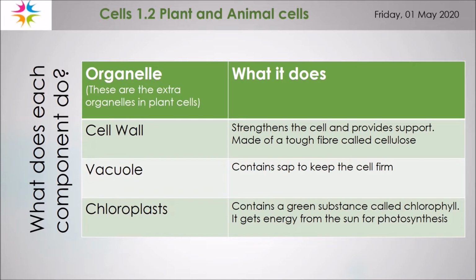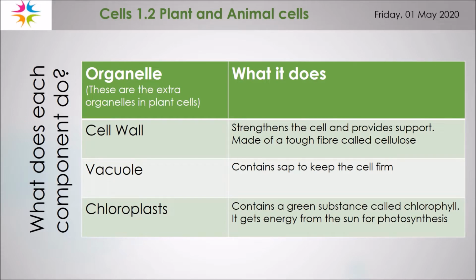Now we're going to look at the organelles that are only in plant cells and see what they do. So they have a cell wall which strengthens the cell, provides support. It's made of a tough fibre called cellulose, which we spoke about earlier. Then there's a vacuole which contains sap, which keeps the cell firm. That's really what holds plants upright and keeps the stems stiff.